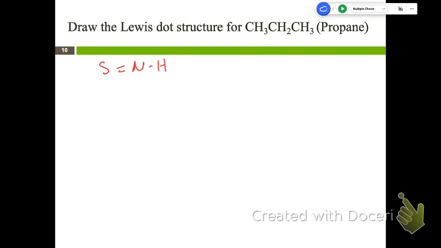Should have 8 each. So that's 24 plus how many hydrogens do we have? We have 8 hydrogens. Oh, we're doing the full one, aren't we? Yeah, there we go. And then we have 12 plus 8 electrons as our valence. So that's, what, 40 minus 20?